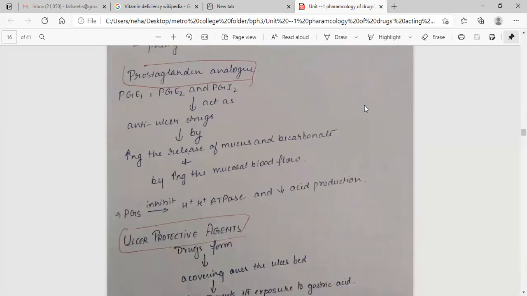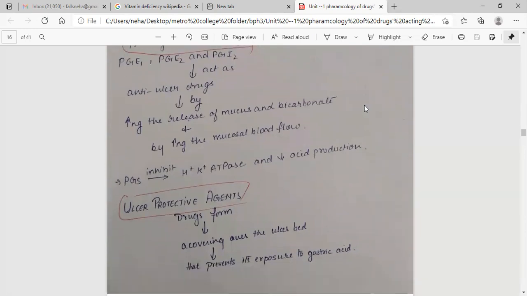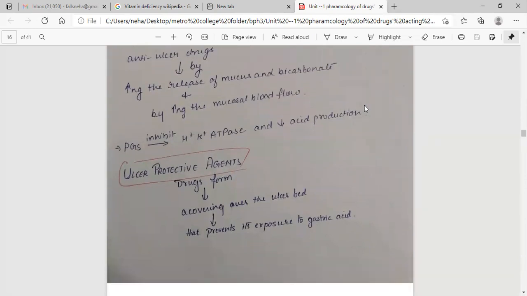Prostaglandin analogs. Prostaglandin E1, prostaglandin E2, and prostaglandin I2 act as anti-ulcer drugs by increasing the release of mucus and bicarbonate and by increasing the mucosal blood flow. Prostaglandins inhibit the hydrogen potassium ATPase and decrease acid production.